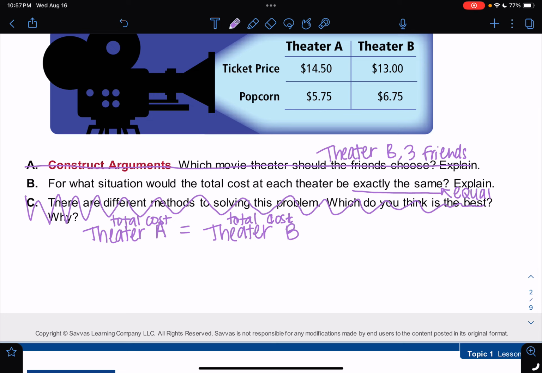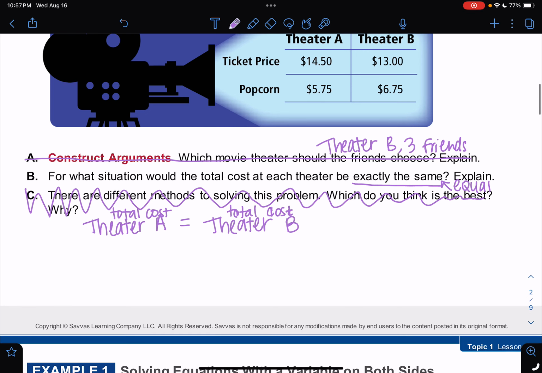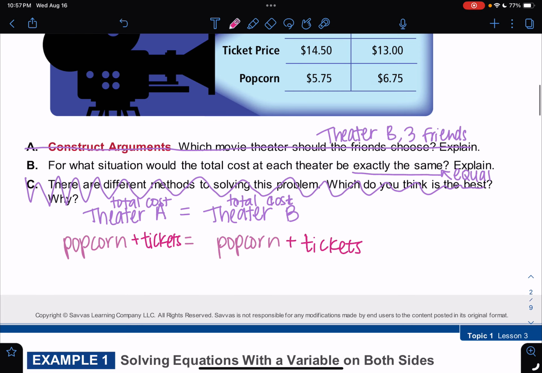So we know for a fact that both of these theaters are going to be charging for popcorn. And I'm going to use a different color here. Sorry about that because it's getting a little confusing. Okay. So both of them are going to be charging for popcorn. And they're going to be charging for tickets. Okay. So what do we know about this?